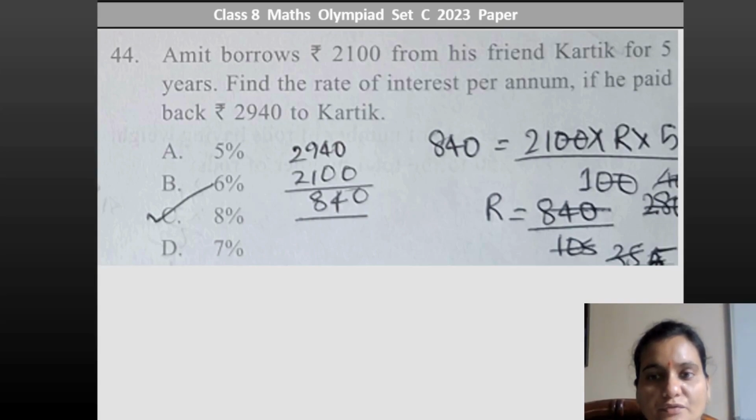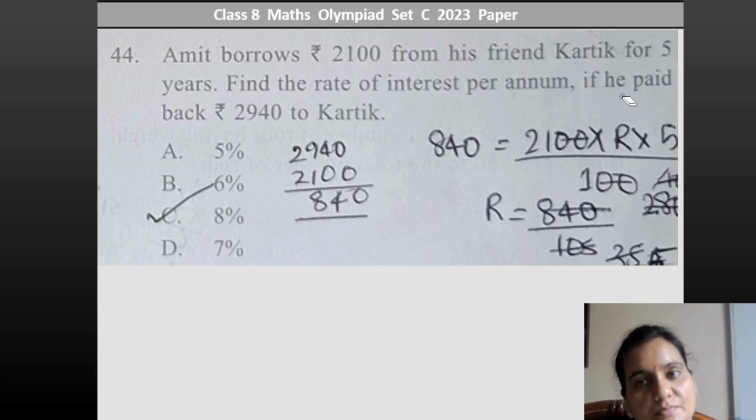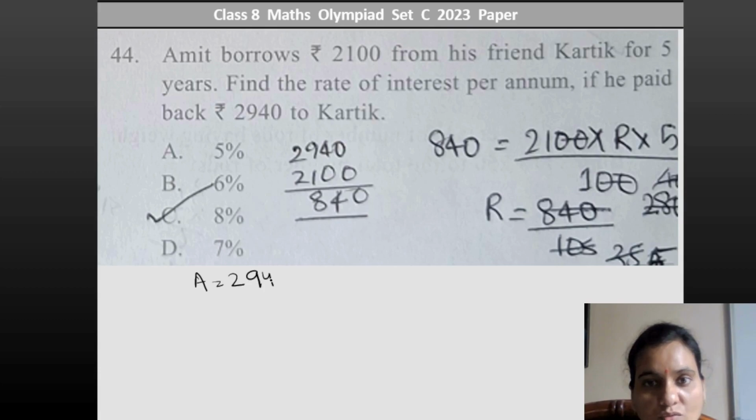Now question number 44 says Amit borrows rupees 2,100 from his friend Karthik for 5 years. Find the rate of interest per annum if he paid back rupees 2,940 to Karthik. So at the end of 5 years he is paying back 2,940, means the total amount is rupees 2,940, and principal we clearly see is rupees 2,100, and time period is also given, 5 years.